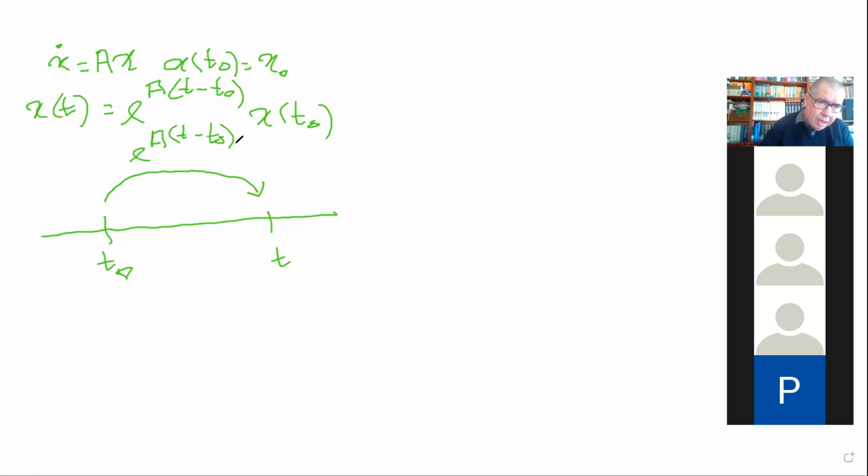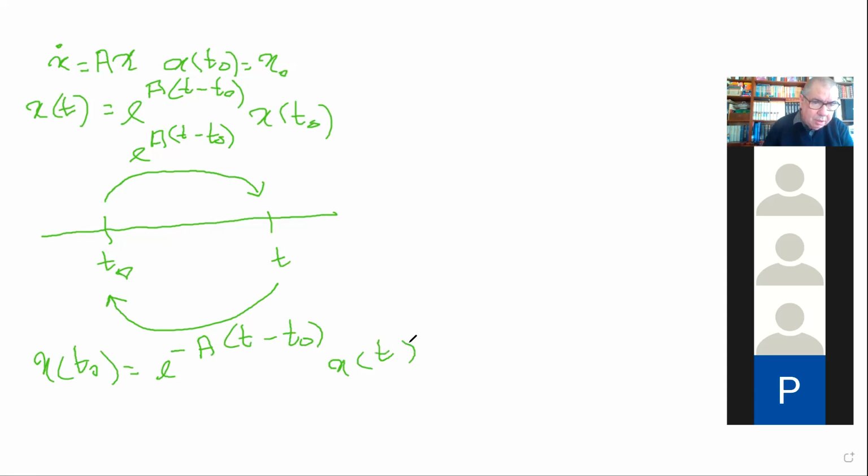Now, suppose that you are at time t and go backwards. By that theorem, this exponential is invertible. So you can say that x of t0 is the inverse of the exponential times x of t. So you multiply by the exponential of A (t0 minus t). That's the inverse of that one. So the time is reversible. Continuous time is reversible.